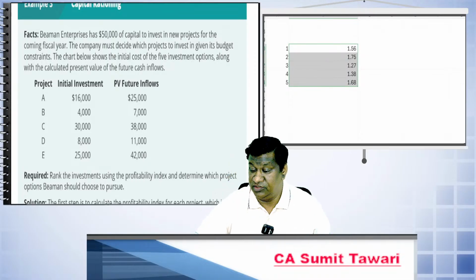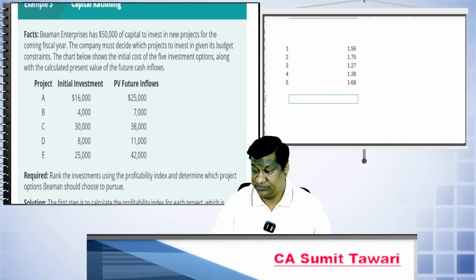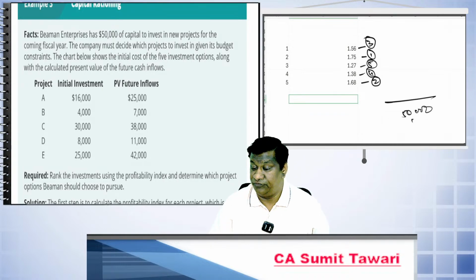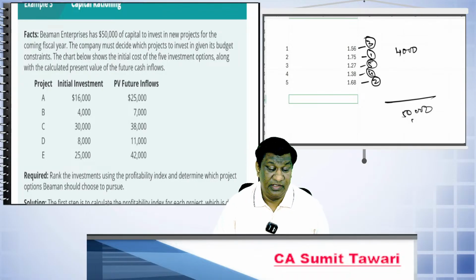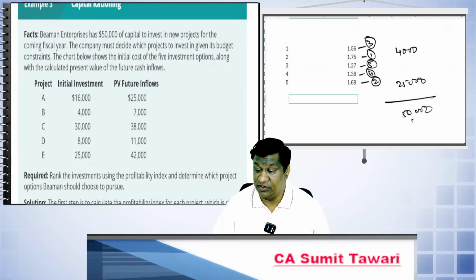Okay, so now I need to rank as per the profitability index. So this is first, then this is second, this is third, this is fourth, and this is fifth. I have a total of 50,000. First I need to select the one which requires the 4,000 investment. Then second is the last one which requires the 25,000 investment. Then the third one is this one which requires the 16,000 investment.